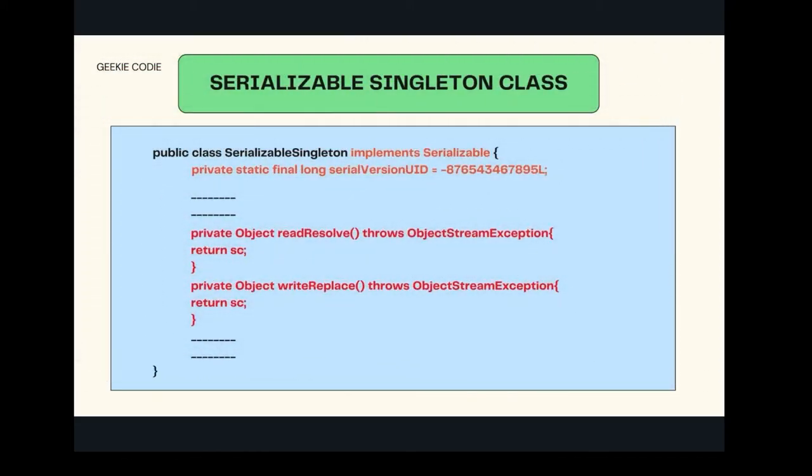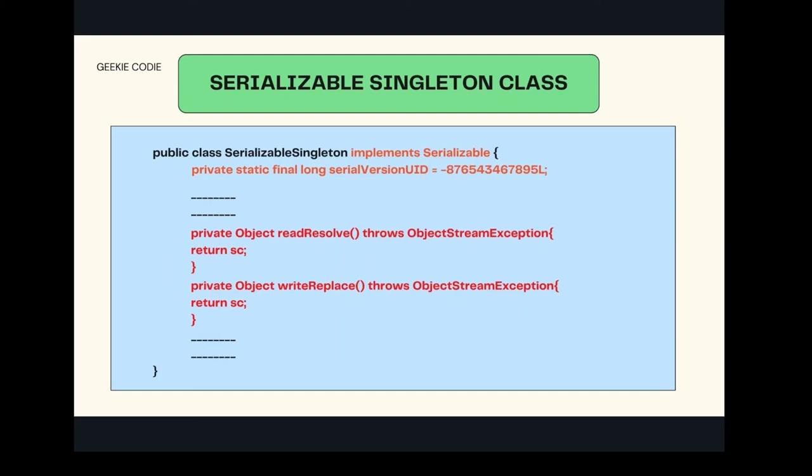Here let's discuss the serializable behavior in case of a singleton class, or how we can ensure the singleton behavior if the class is serializable. In case of a serializable class, we have to make sure that the same object of the class gets serialized, and when we deserialize back to the object, we get the same object only.